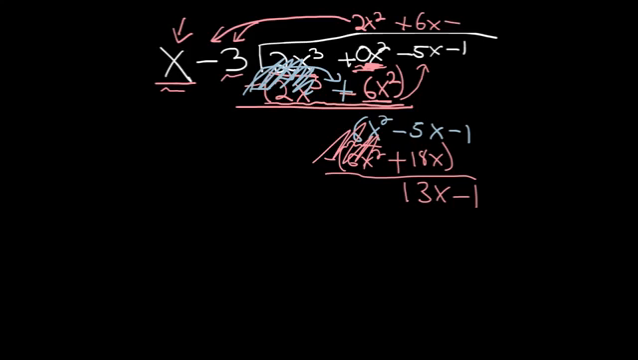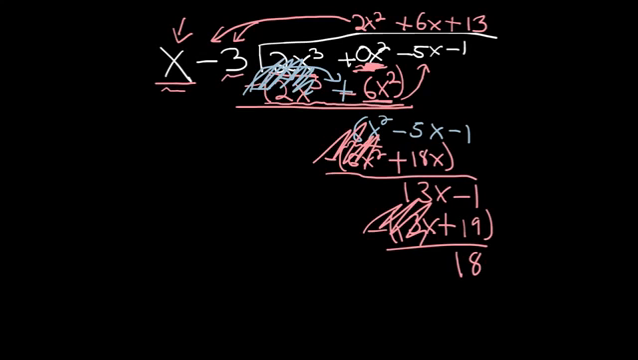x goes into 13x 13 times. You distribute it out like that. This you subtract, making this positive. These cancel. You're left with 18.